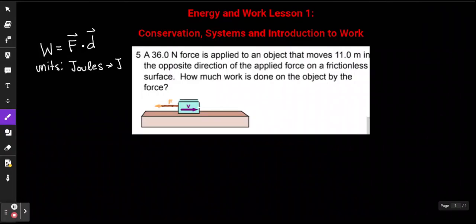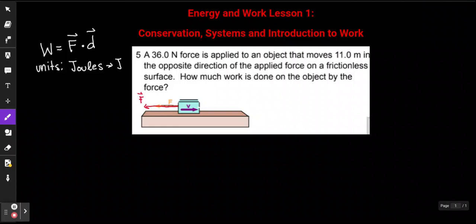In this question, we have the same thing. A 36 Newton force is applied to an object that moves 11 meters in the opposite direction of the applied force on a frictionless surface. So, we have our force vector to the left.